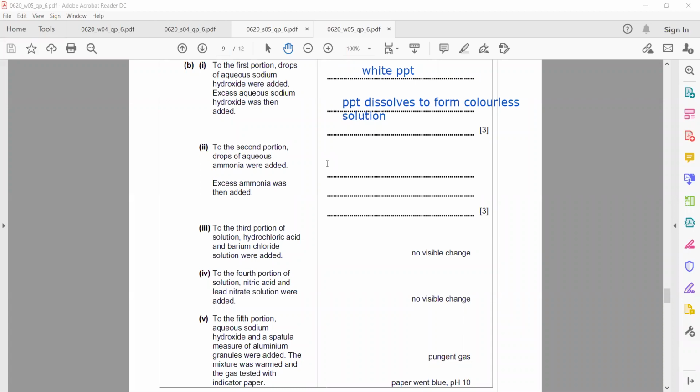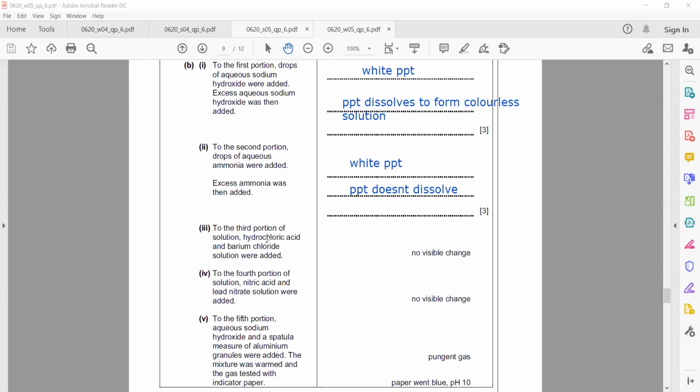To the second portion, we add aqueous ammonia. If we add aqueous ammonia, what will be the observation? It will give white ppt. So in the beginning, the first is white ppt. Now in excess, if we add more than enough ammonia, will the precipitate dissolve or remain insoluble? In excess of aqueous ammonia.